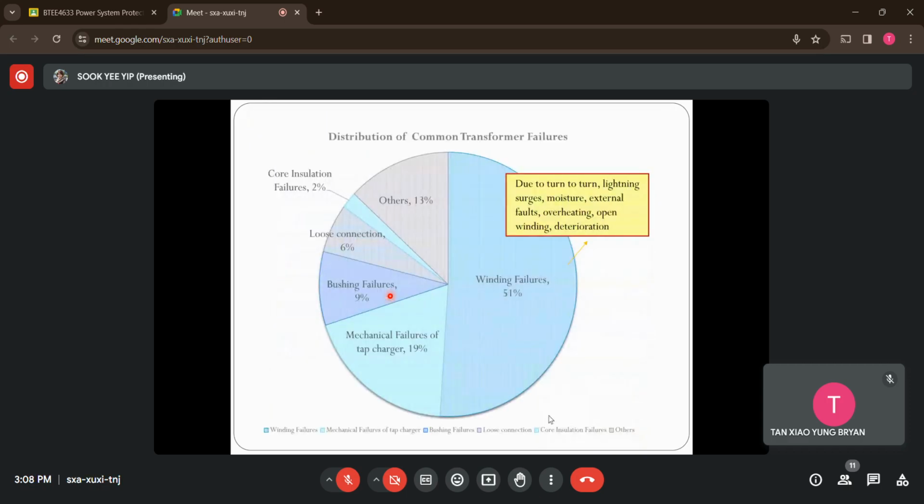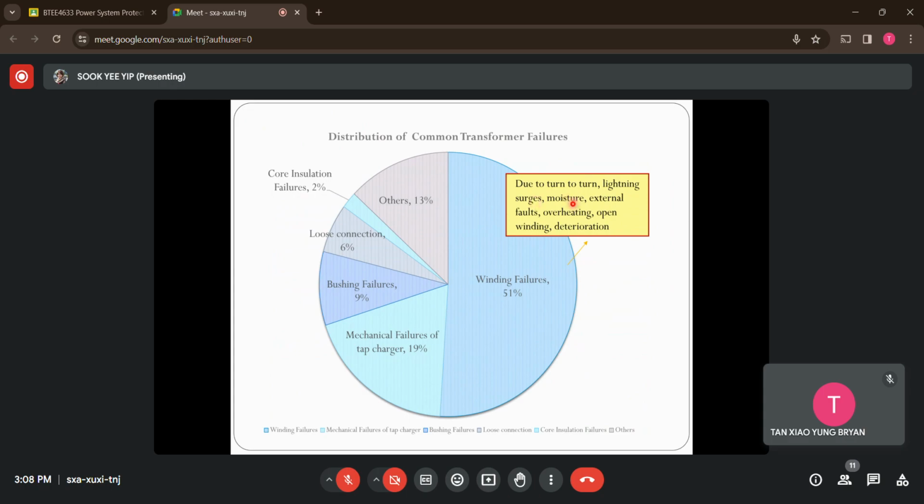Now let's move on to a pie chart that shows the distribution of common transformer failures. You can see that among the common failures, winding failures take about 50% of the entire chart, at 51%, due to different occurrences. For example, we could have a turn-to-turn fault, which is the interturn winding failure, a short circuit within the same phase winding. And then we have external issues like a lightning strike causing damage to the insulation. That's why we have the winding failures.